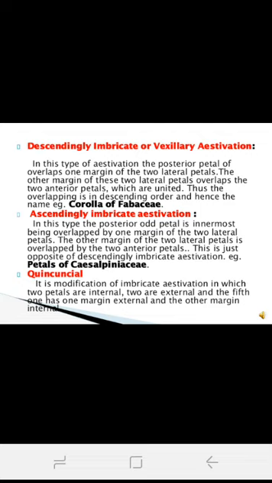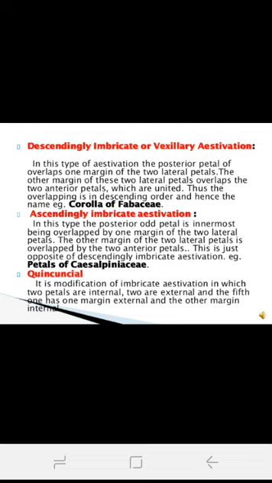In the case of descendingly imbricate, a common feature of the Fabaceae family, one example you can have is Crotalaria flowers. There are standard petal, wing petal and keel petal. So the posterior petal overlaps one margin of the two lateral petals. That is descendingly imbricate. In the ascendingly imbricate, just opposite to descendingly imbricate, here the innermost odd petal is overlapped by one margin of two lateral petals. That is observed in the Caesalpiniaceae family. An example is Gulmohar or Mayflower.